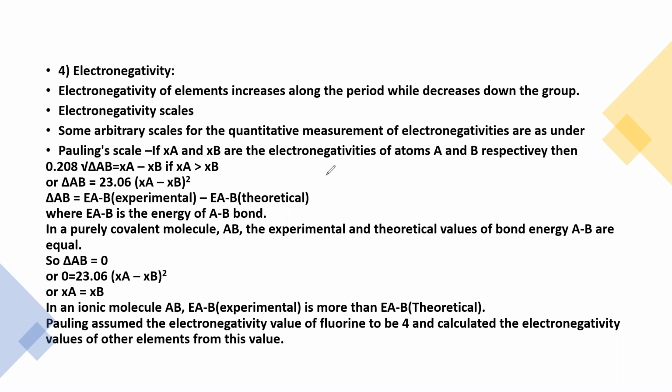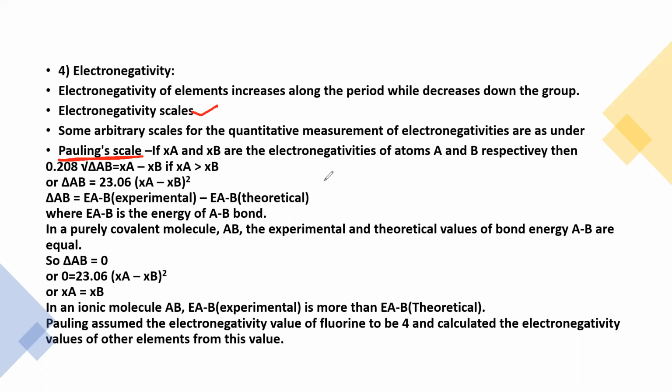So what are the measurements by which we can find electronegativity? That is electronegativity scales. So what are electronegativity scales? They will give you the values of electronegativities. Some arbitrary scales for the quantitative measurement of electronegativities are as under. First we have the Pauling scale.